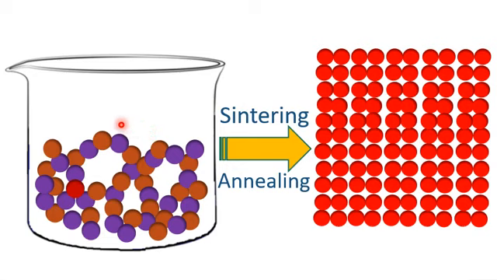Please note that nanoparticles have specific structures. So every material has a different sintering and annealing temperature. They require different sintering and annealing temperatures in order to get a single phase nanoparticle. So physical parameters like sintering and annealing temperature play a vital role in getting a single phase nanoparticle.